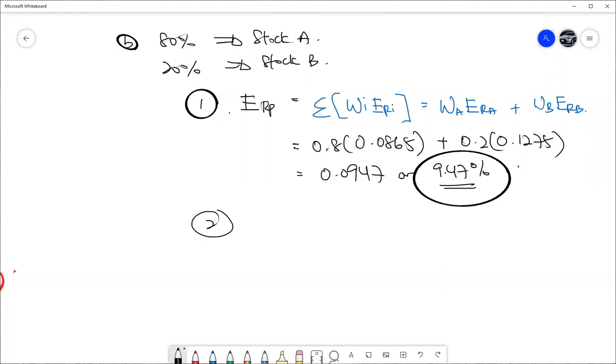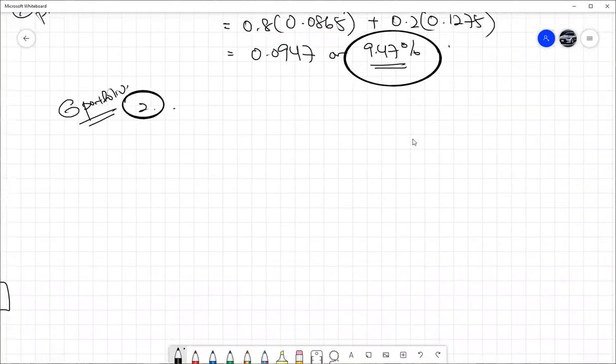Method number two. When will you use method one and method two? If the question did not ask you for the standard deviation of the portfolio, you can straight away use method one. Very straightforward, very fast, very easy. If the question asks you to find the standard deviation of the portfolio, then you use the second method. This second method is a bit more lengthy.